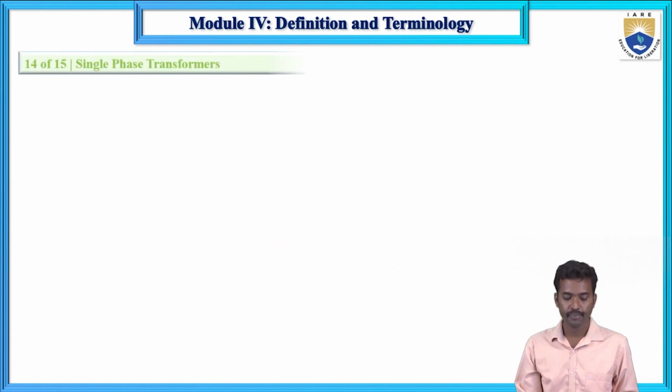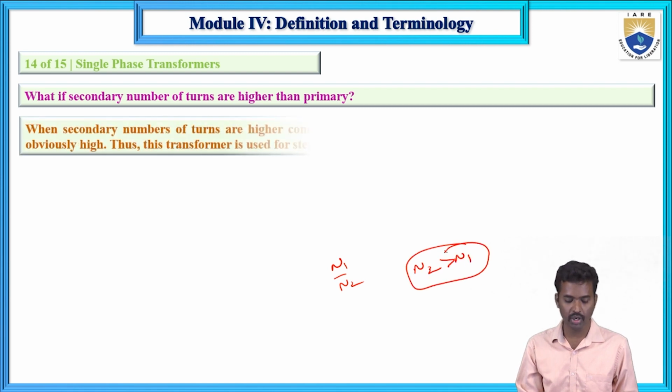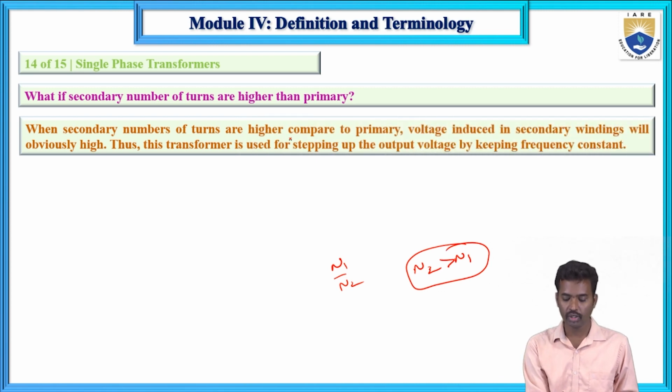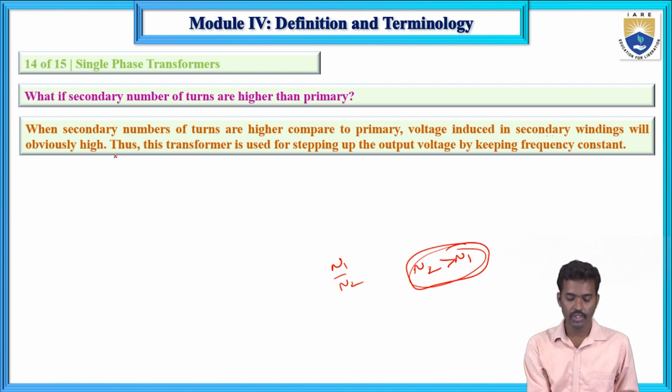Next, the 14th one. If the secondary number of turns is higher than the primary turns, so N2 is greater than N1, what will happen? Is it step up or step down? When the secondary number of turns is higher compared to the primary, the voltage induced in the secondary winding will obviously be higher. So V2 is greater than V1, so this is step up.